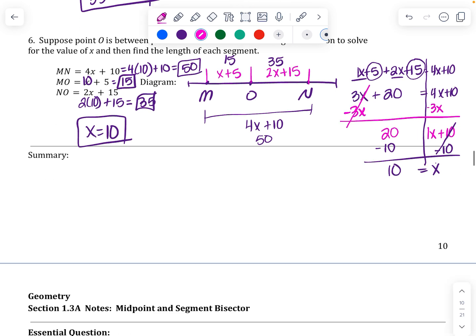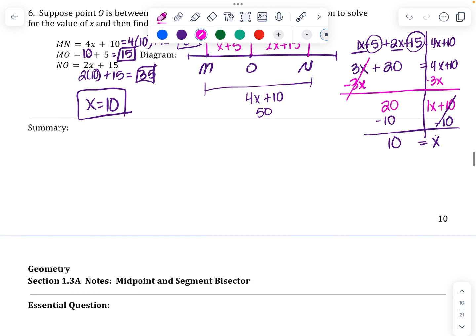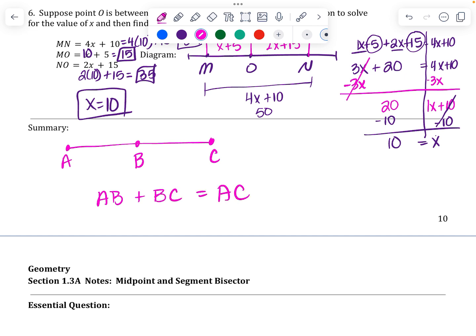So in summary, if you have a segment, we'll just do ABC, remember that the length of AB plus the length of BC is equal to the full length of AC. And you can use that in many different ways to solve these problems.